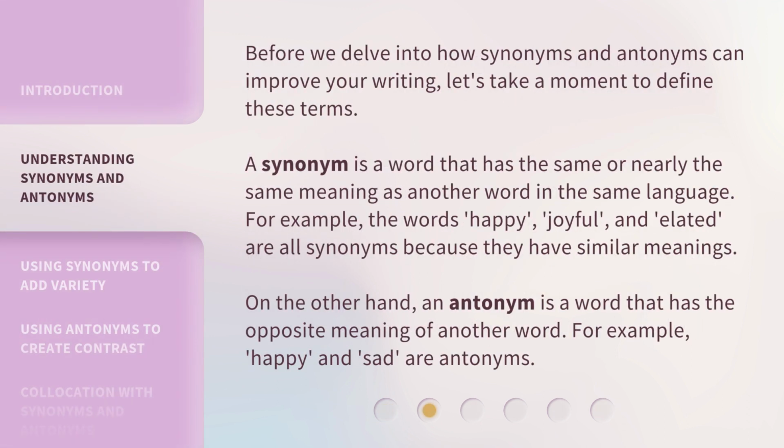Before we delve into how synonyms and antonyms can improve your writing, let's take a moment to define these terms. A synonym is a word that has the same or nearly the same meaning as another word in the same language. For example, the words happy, joyful, and elated are all synonyms because they have similar meanings. On the other hand, an antonym is a word that has the opposite meaning of another word. For example, happy and sad are antonyms.